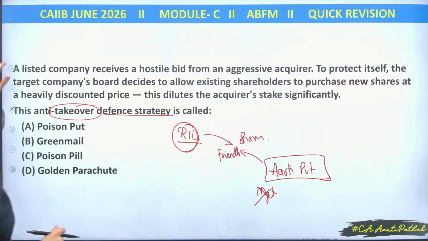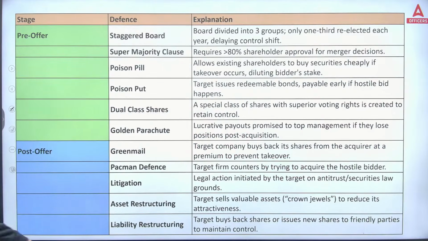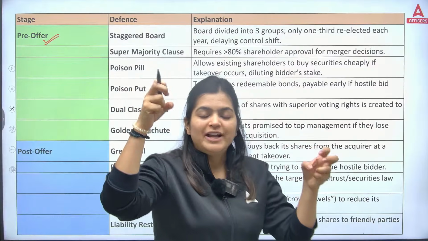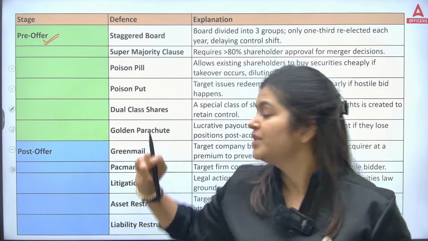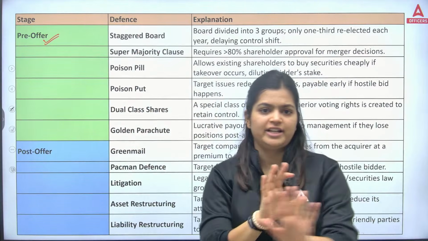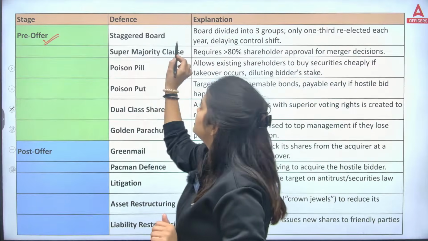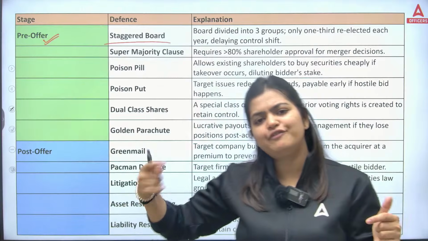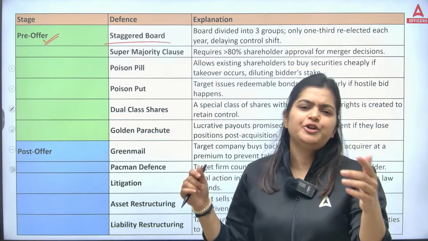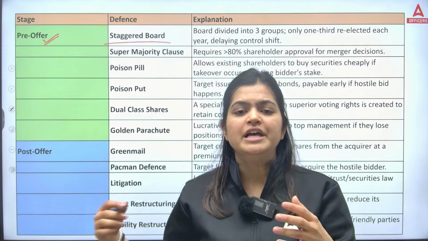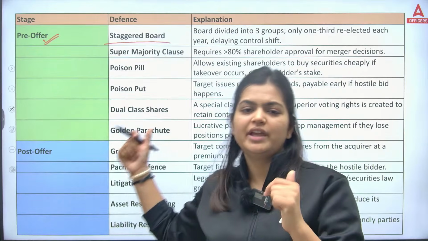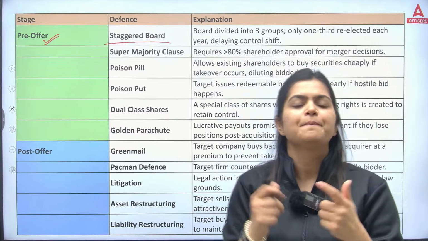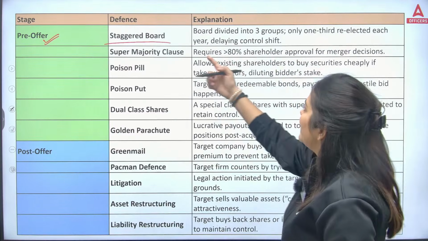So let me tell you, we have a few lists here. First is pre-offer, which means before someone tries a hostile takeover, use these strategies to get protection. First is staggered board. You make groups of the board of directors, and every year they will change, like in your bank you are changing your job. Companies do the same so that no one can purchase or manipulate the board of directors. So that is staggered board.